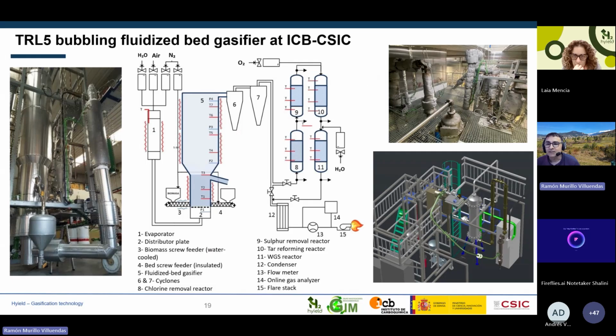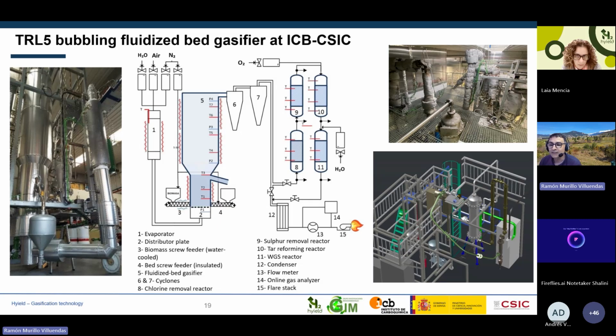Okay, this slide shows the bubbling fluidized bed gasification pilot plant used at CSIC for the experimental work carried out within the HYIELD project. The core of the system is the fluidized bed gasifier, where the biomass is converted into raw syngas under controlled operating conditions. The reactor is fed with biomass through a water-cooled screw feeder, while the bed material is introduced through a separate insulated screw feeder. Steam, air, oxygen, and nitrogen can be supplied to the system, which gives flexibility to operate under different gasification atmospheres and equivalence ratios.